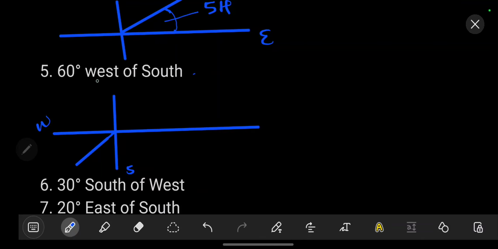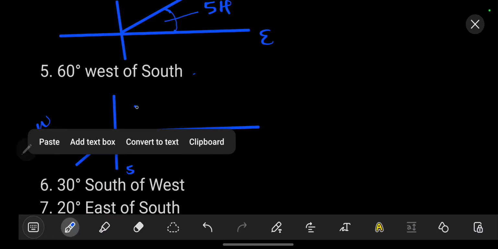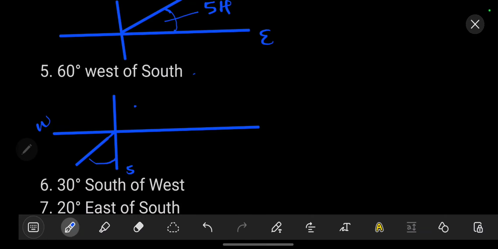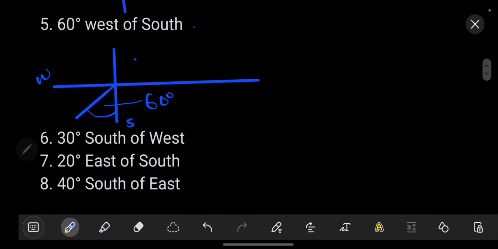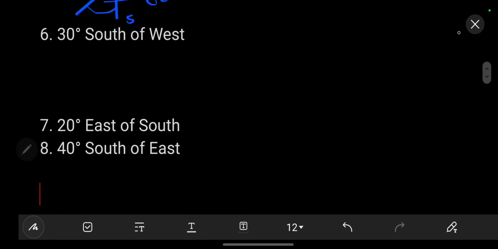Now if we say west of south, it means begin from your south, which is here, go towards the north until you meet the line. So this means that the 60 degrees is here. This is very crucial when answering vector questions.